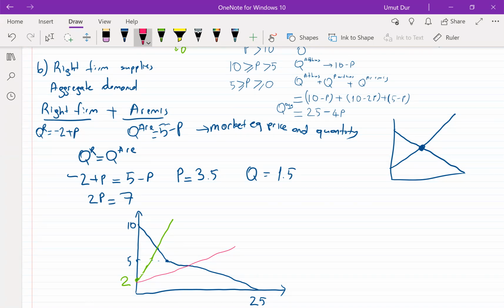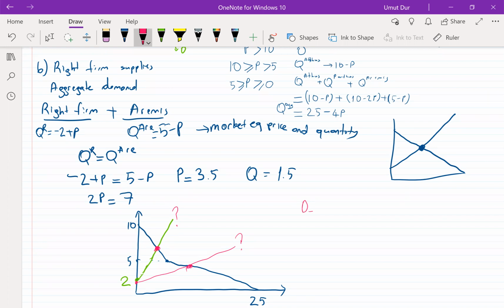So if I draw it to scale, I can be sure, but my drawing is not that good. I don't know whether this is the supply curve or this is the supply curve. What I know is it starts from 2 and it is upward sloping, which means that supply can intersect with the aggregate demand curve at this portion or this portion. I need to check both possibilities here.